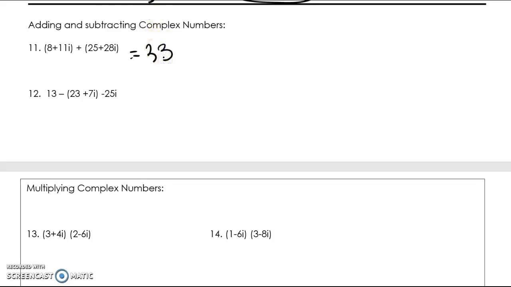And then I'm going to have an imaginary part of 11 plus 28. So I'm going to get a plus 39i.